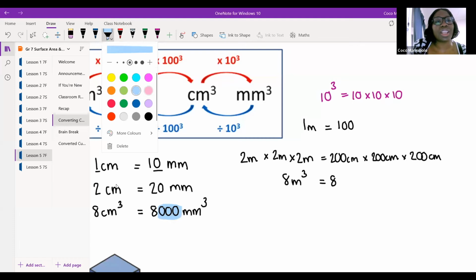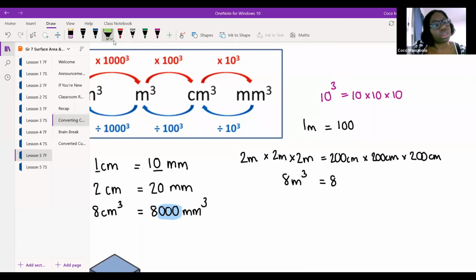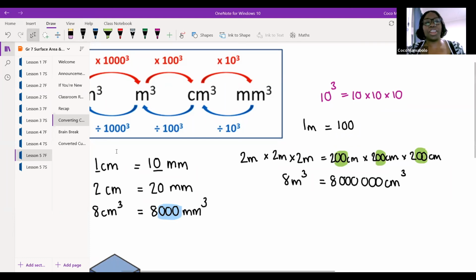But instead of having to multiply 200 times 200, I can just look at how many zeros I have. I have 2 zeros here, 2 plus 2 plus 2. So I'm going to write here 1, 2, 3, 4, 5, 6 centimeters cubed. That's a huge number. 6 zeros, not 9. 6 zeros. Million, yes. There we go.